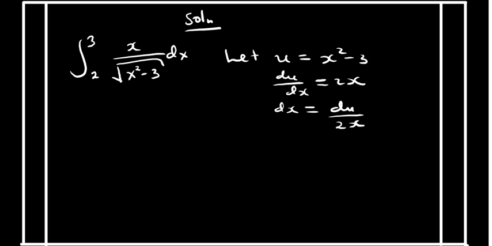Now at this level again, we have decided to move away from the x to the u. That means we automatically have to bring in the change of limits. So I will draw a simple table again for our change of limits. We have that.